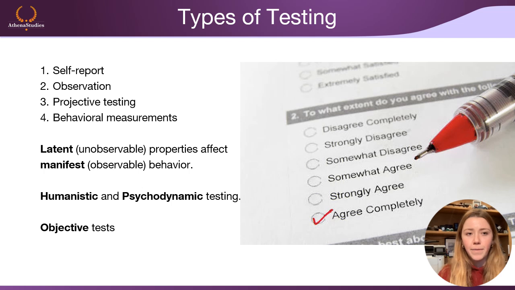And there are 2 types of testing. So we have humanistic and psychodynamic testing. With humanistic testing, we ask the person directly about certain behaviors or goals and themselves. And with psychodynamic testing, we actually want to look into the feelings and motives of a person, and these cannot be asked directly about. So we want to look at the underlying things.